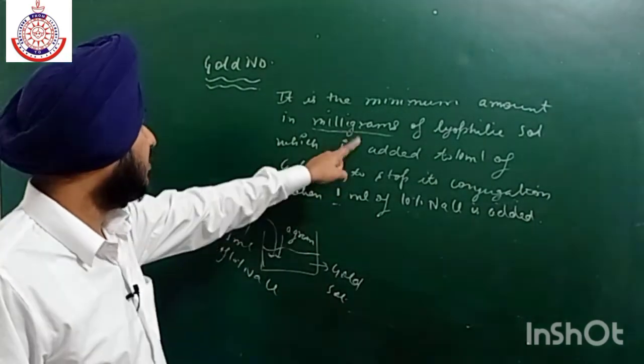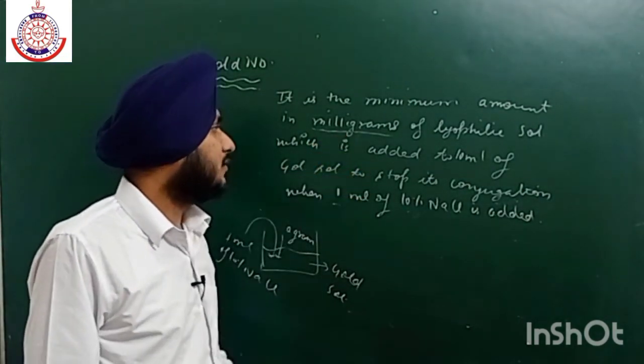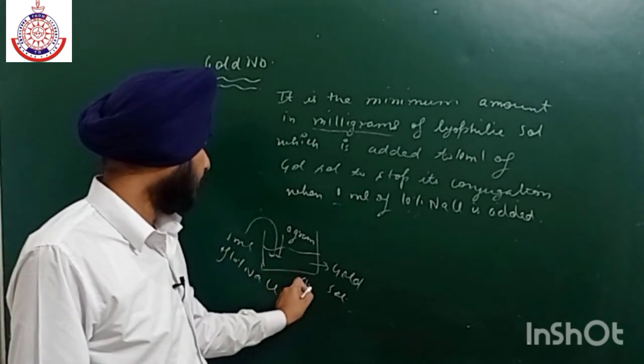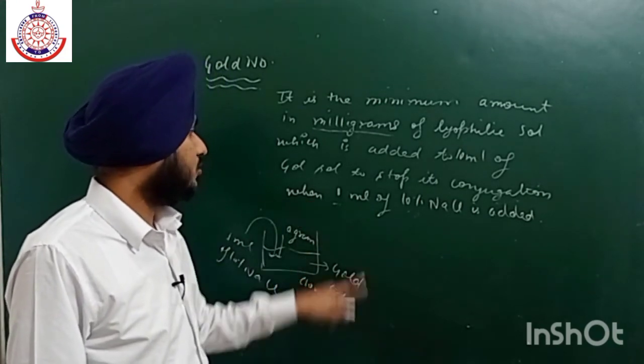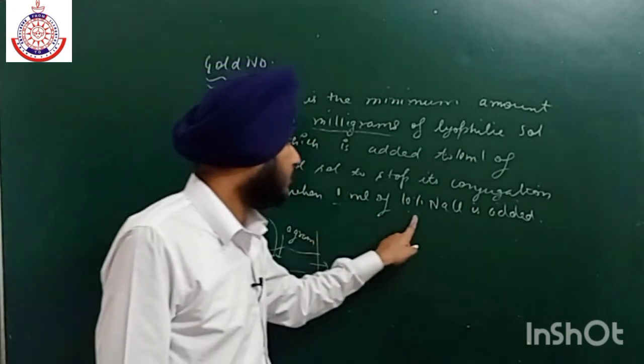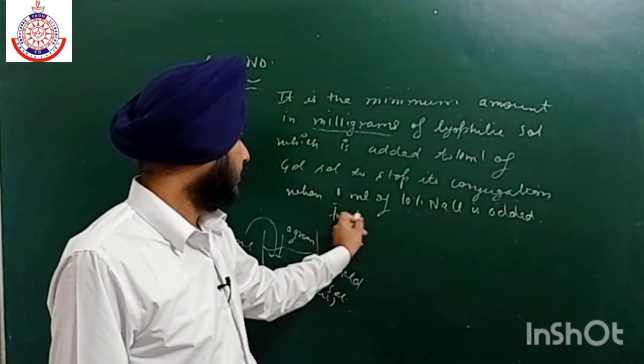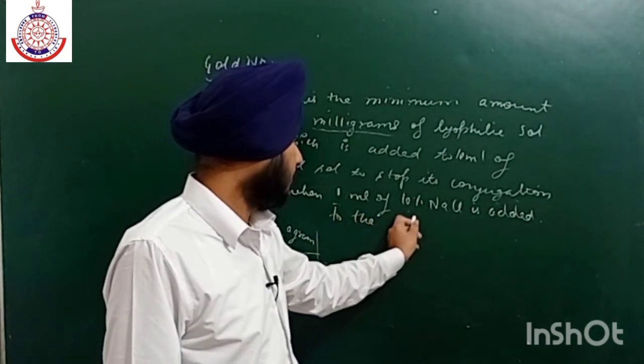So it is just the amount in milligrams of lyophilic sol which is added to 10 ml of gold sol to stop its coagulation when 1 ml of 10% NaCl is added to the gold sol.